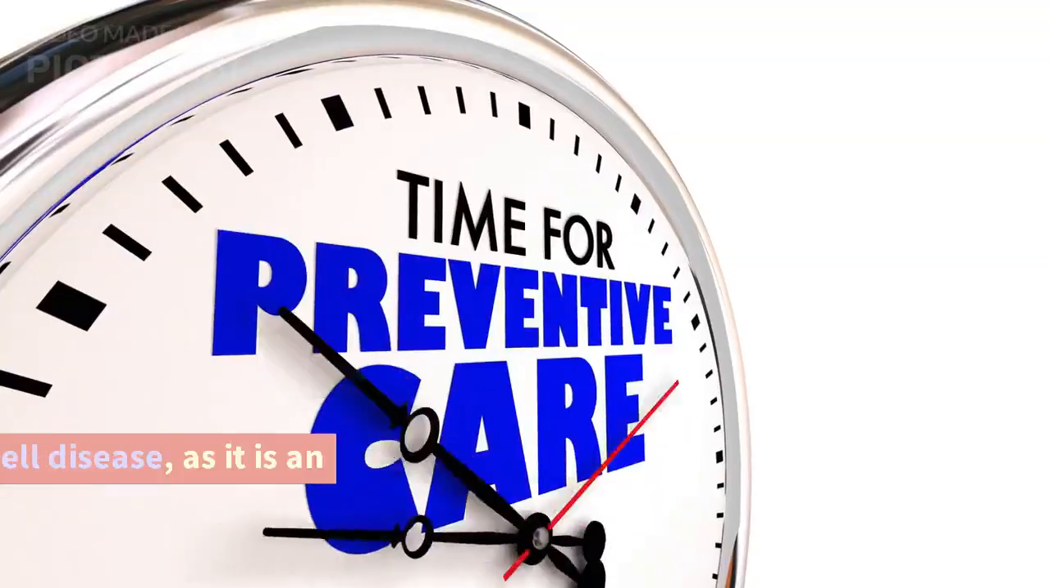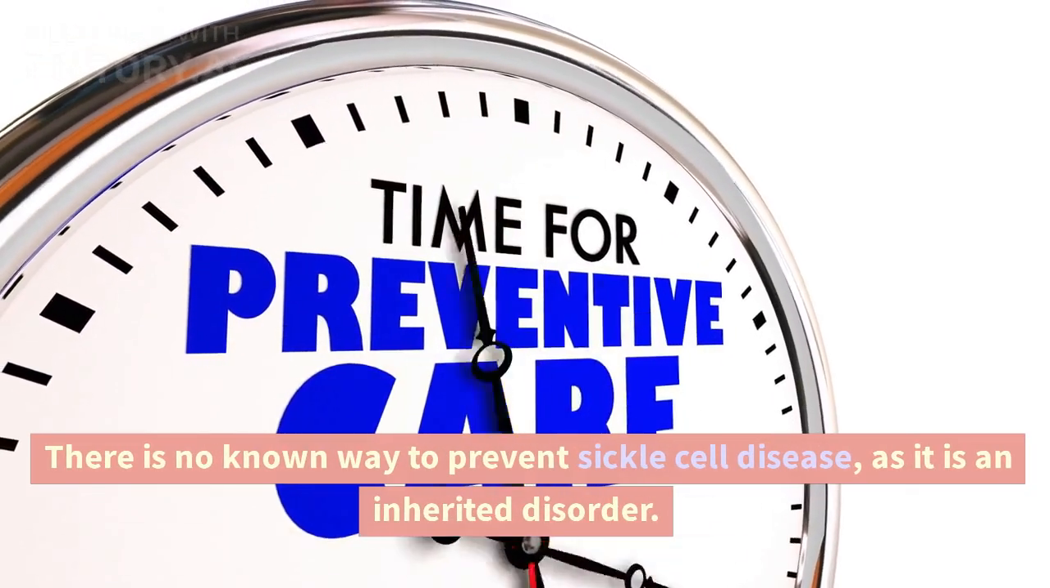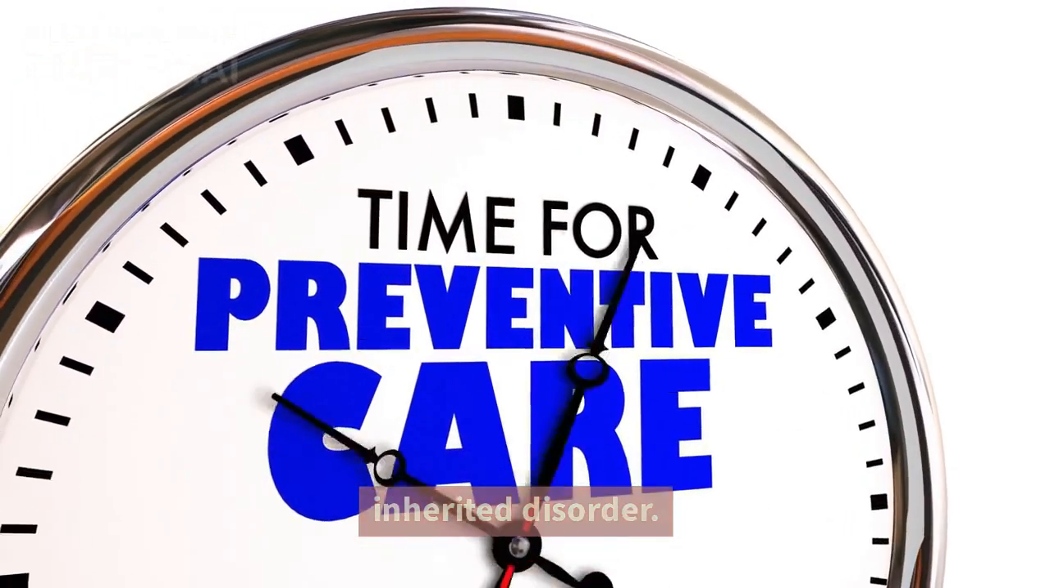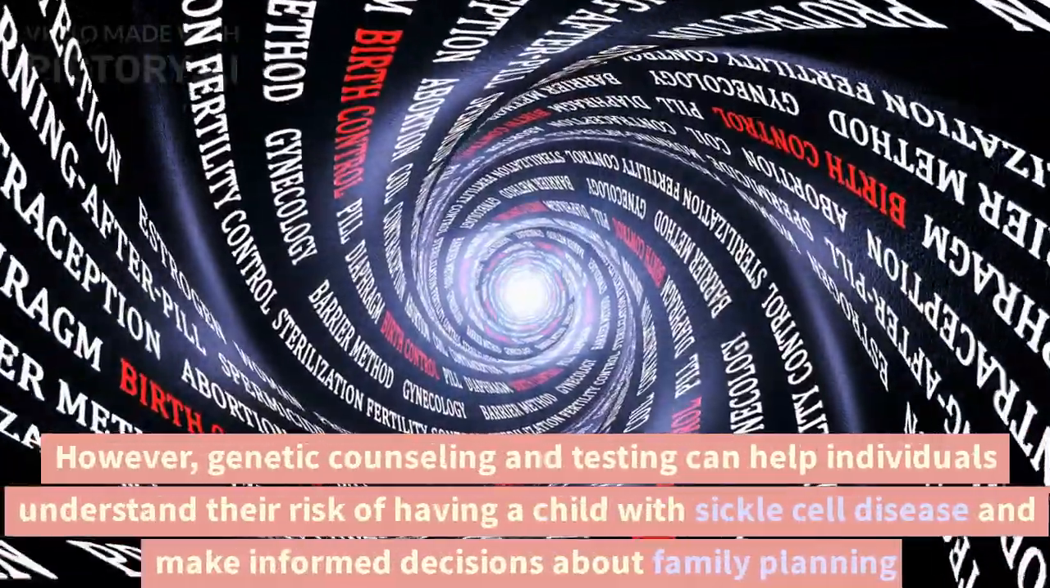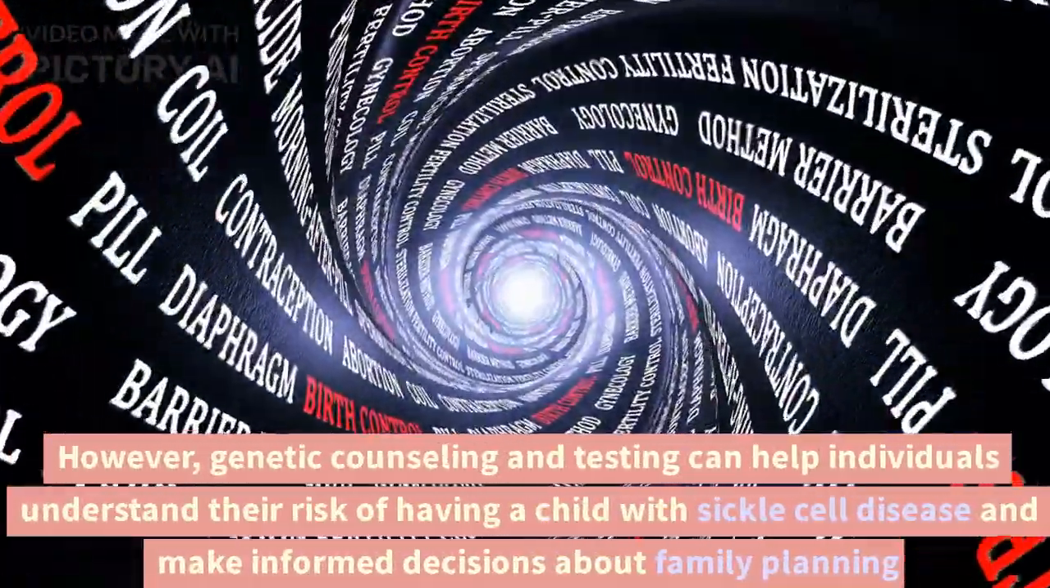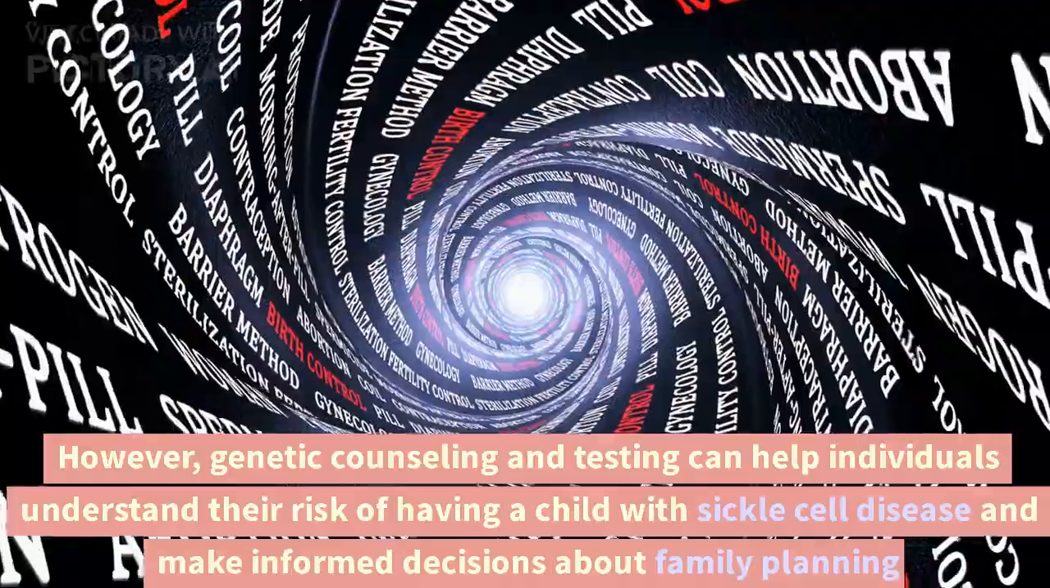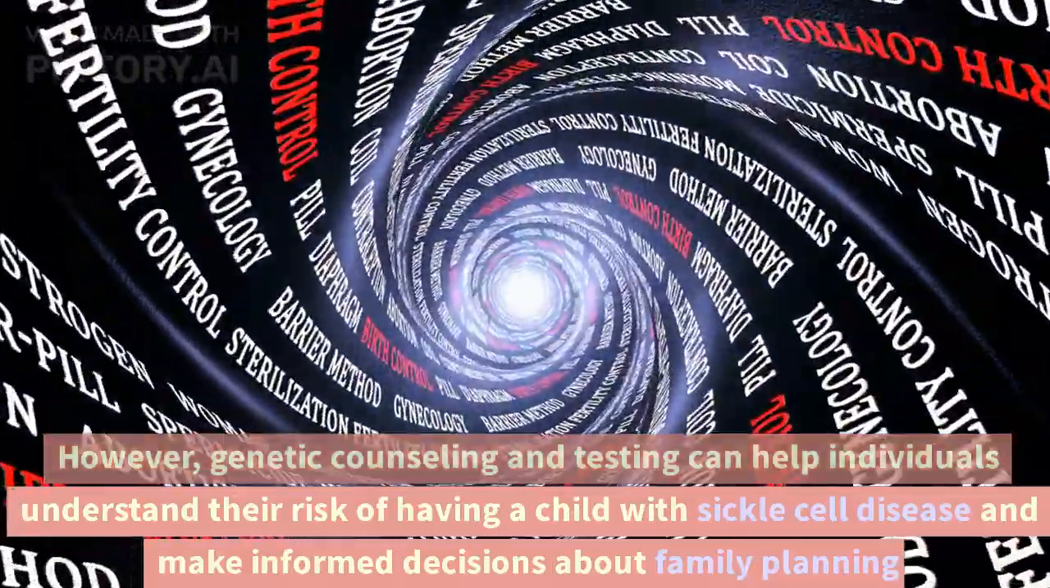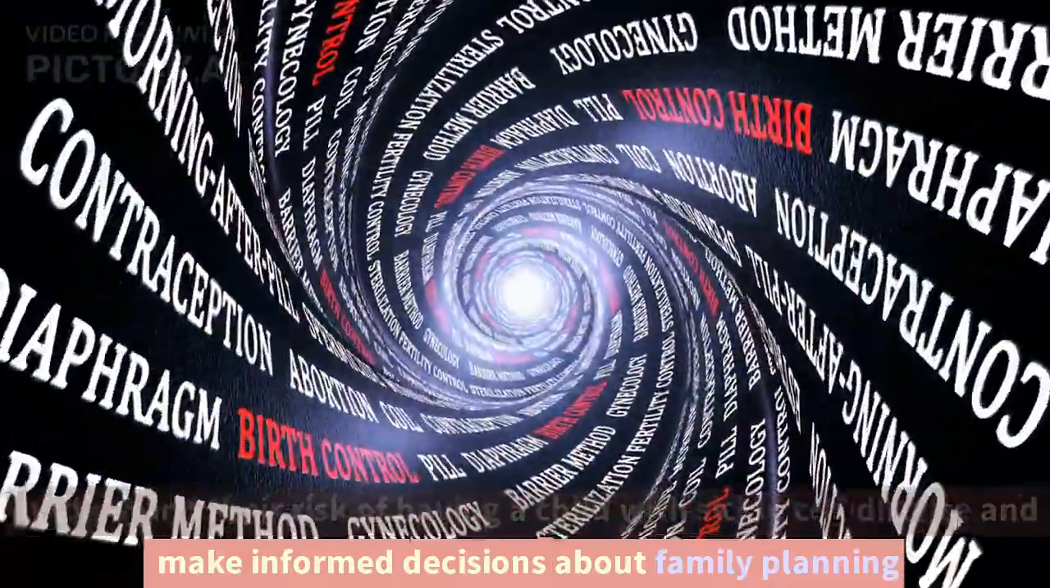Prevention. There is no known way to prevent sickle cell disease, as it is an inherited disorder. However, genetic counseling and testing can help individuals understand their risk of having a child with sickle cell disease and make informed decisions about family planning.